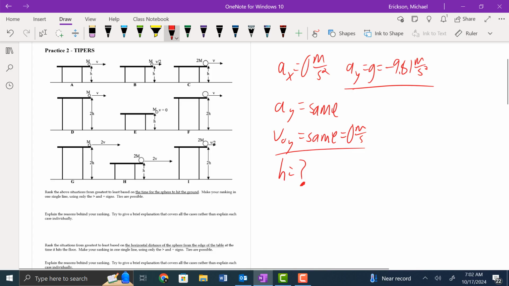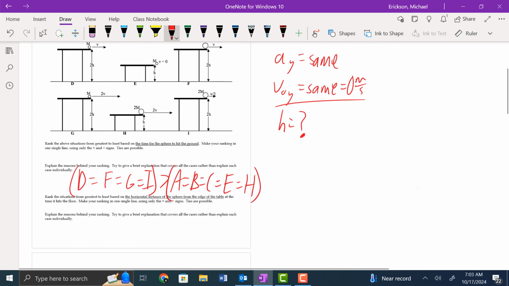So let's rank these. Anything with 2 height is greater. So D is equal to F is equal to G is equal to I. These are greater than A is equal to B is equal to C is equal to E is equal to H. So that one is pretty straightforward, I think.